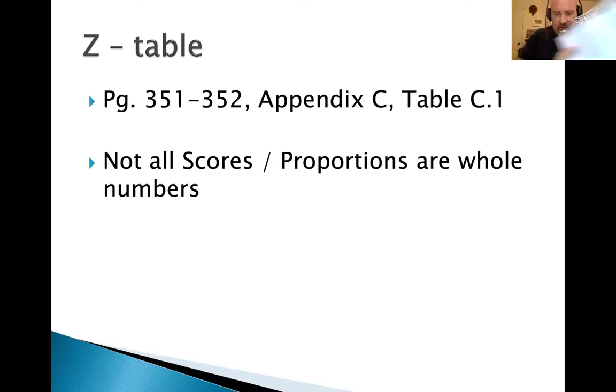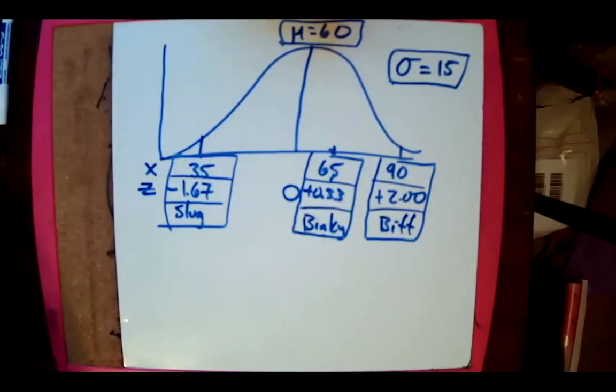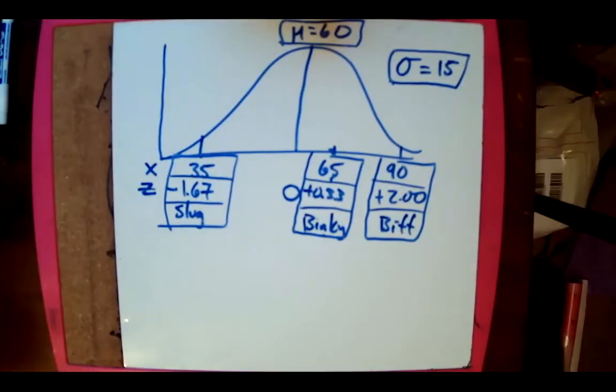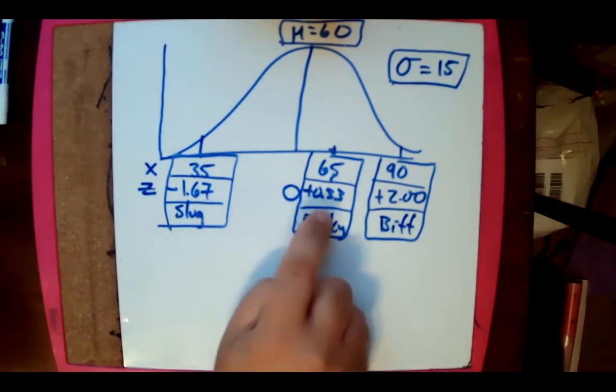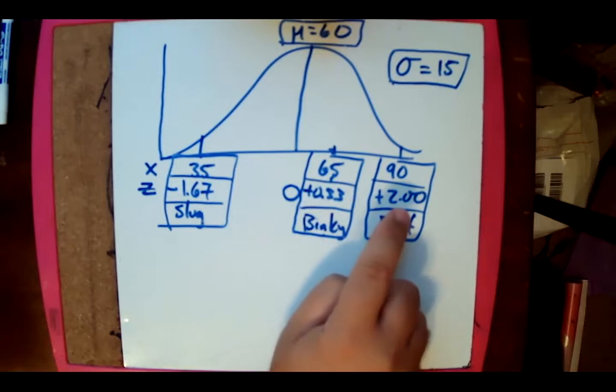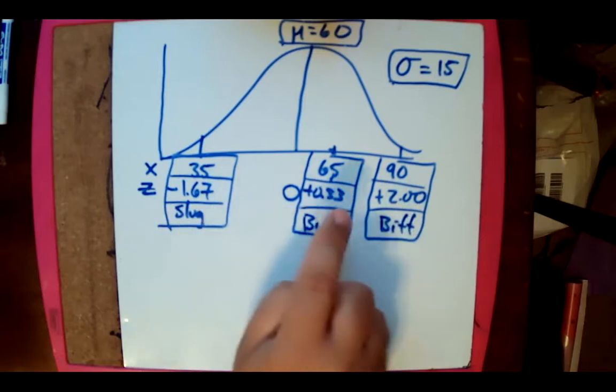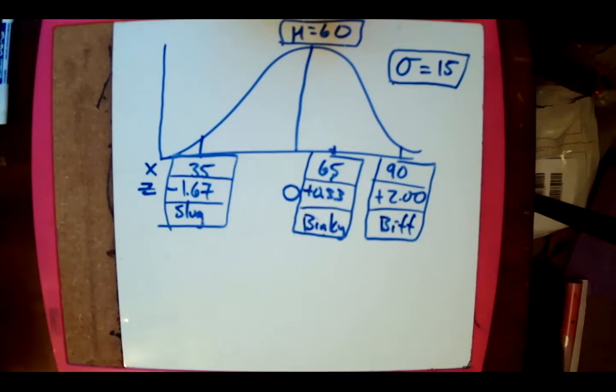I'm going to switch now to my document cam, and we're going to find some probabilities associated with those scores for Slug, Binky, and Biff. I'm going to show you how to use this table. So let me switch to my whiteboard cam. There we go. All right, so here are the scores we have for Slug, Binky, and Biff, right? We got the Z scores already: negative 1.67, plus 0.33, plus 2. So let's do something with these 3 Z scores using the table now.